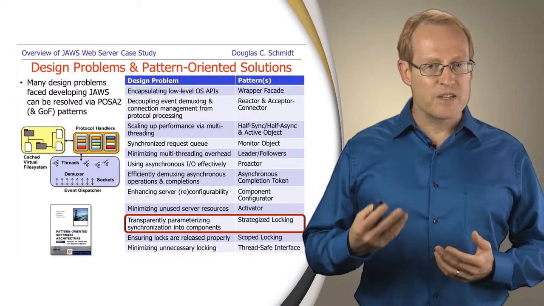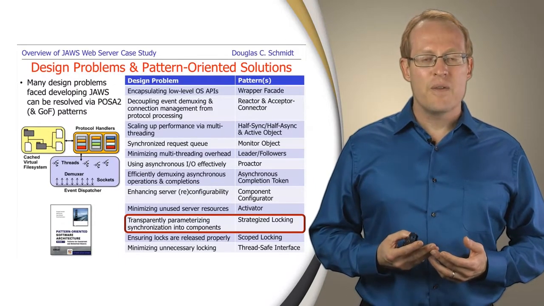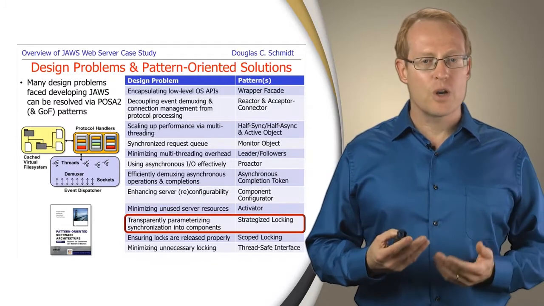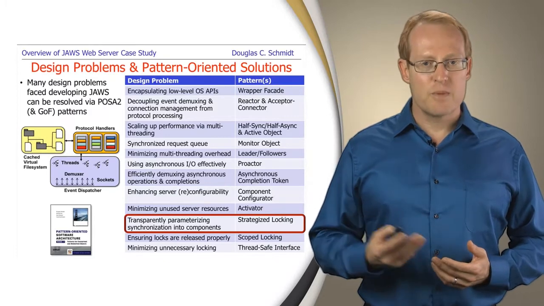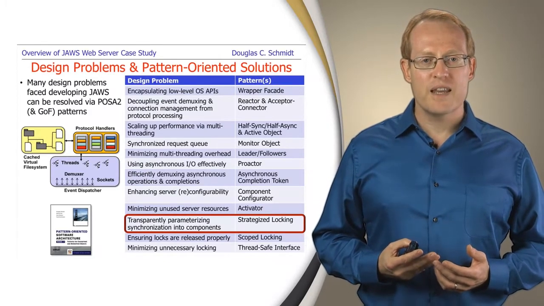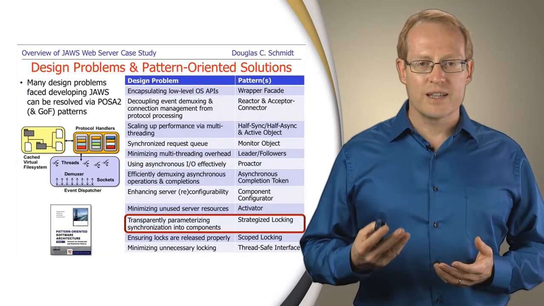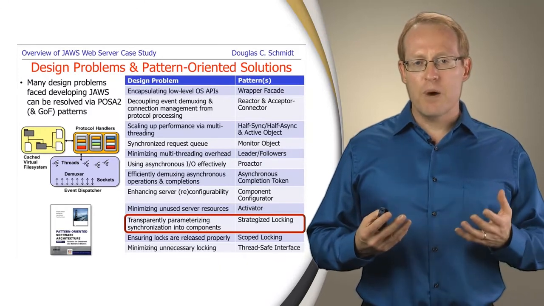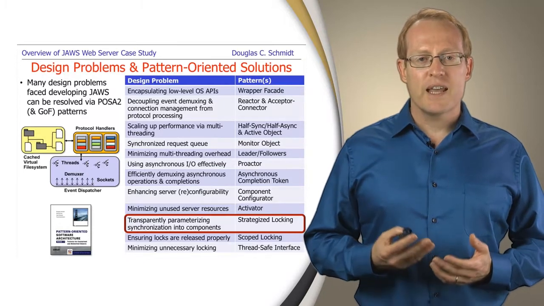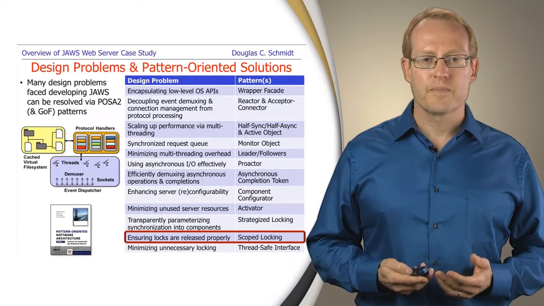A helper pattern that makes strategized locking and other synchronization activities easier to deal with is called scope locking, which ensures that locks are acquired on entrance to a scope and released automatically, irrespective of how a thread leaves that scope. The final pattern we'll talk about in this set enhances the use of strategized locking by ensuring that components that have been genericized and strategized with respect to their synchronization properties can do this in a very lightweight manner using the thread-safe interface pattern.